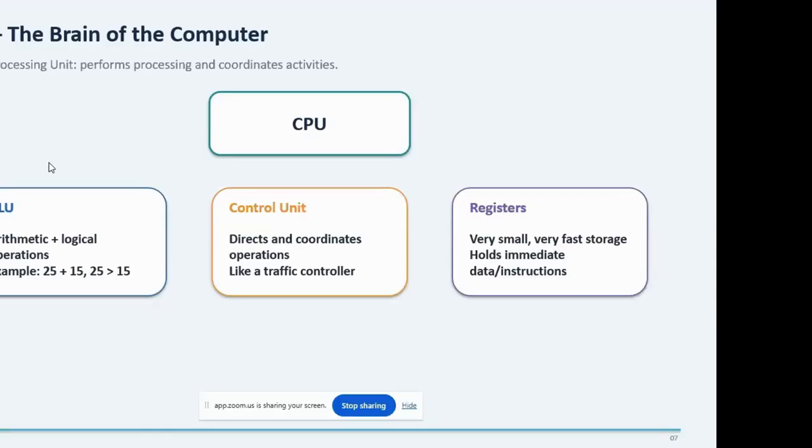So these three things, that is ALU, control unit, and in general we say memory, but the specific memory is the register. These three parts are very important for CPU. Yes, so that is why it is called the brain of the computer.